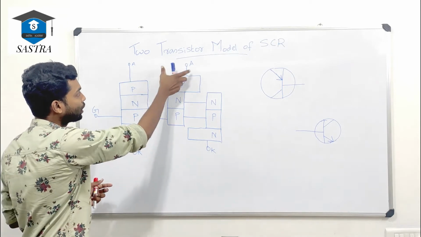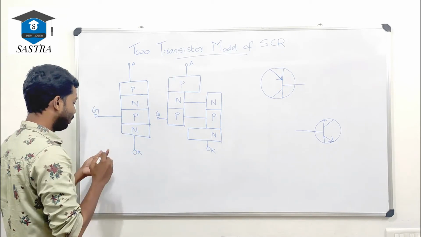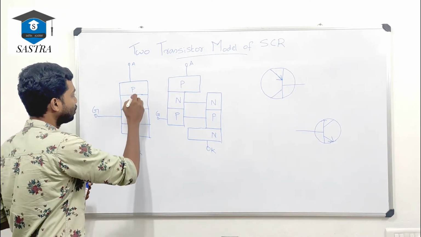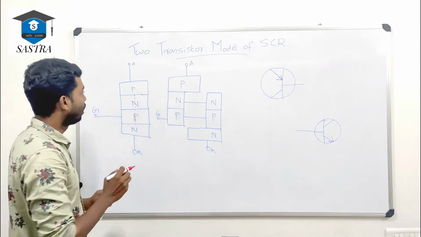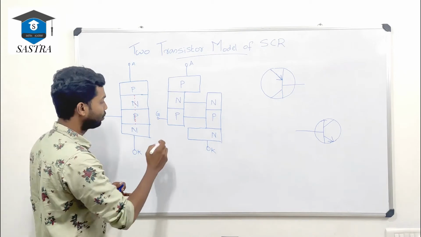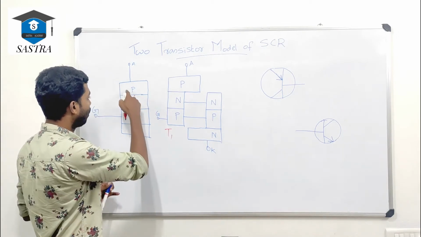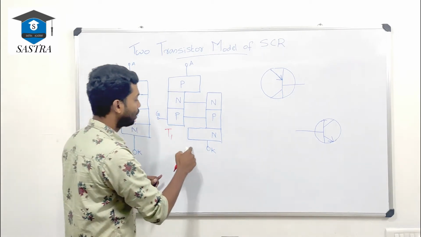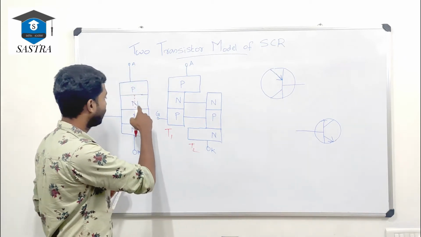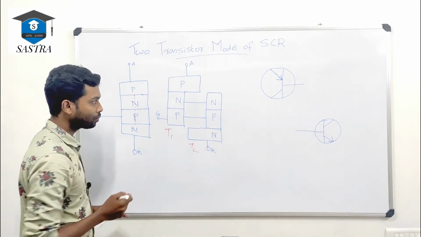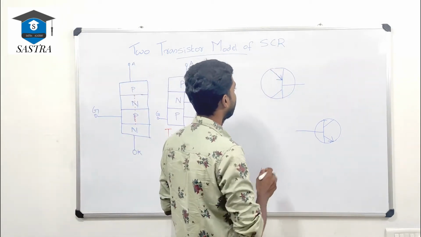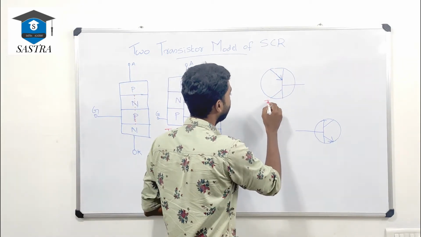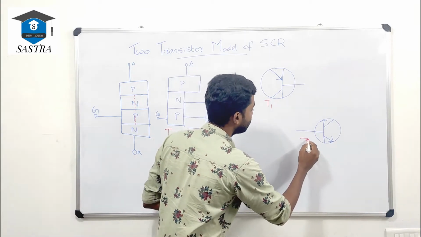So, this is the two transistor model. This middle layer we bisect, so we divide the middle layer. So we have the two transistor model. That is transistor T1, which is PNP, and another transistor T2, which is NPN. So this is the transistor model represented. The first transistor T1, then the second transistor T2.